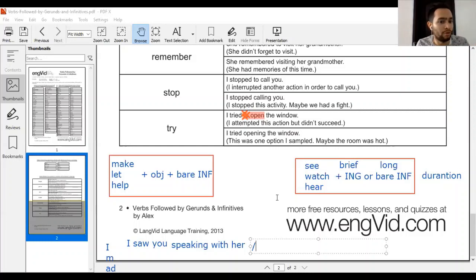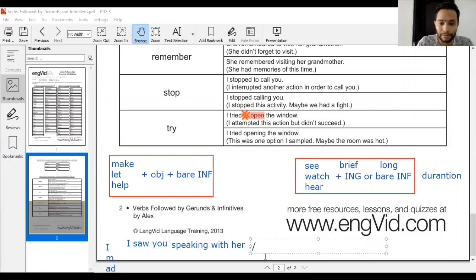Y en ese momento yo volteo y los veo a ustedes, o a ti en este caso como en el ejemplo, hablando con la otra persona. Pero solamente fue un momento, ¿cierto? Los vi, volteé y seguí mi camino, ¿right? Listo. Volteé, no hubo problema. En ese caso sería, I saw you speaking with her.